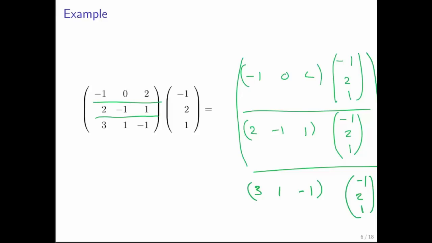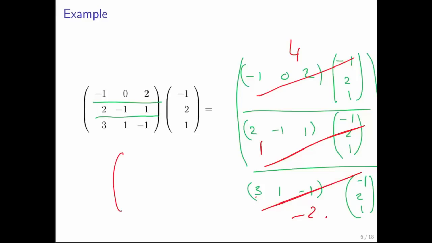Okay, and then you can work this out, what it exactly is. Let's see. This is -1 times -1 is 1, plus 0 times 2 plus 2, so this is 4. This is -2 plus 2 is 0 plus 1 is 1. And then 3 times -1 plus 1 times 2 is -1. Minus 1, I think that's -2. So the result vector should be (4, 1, -2).